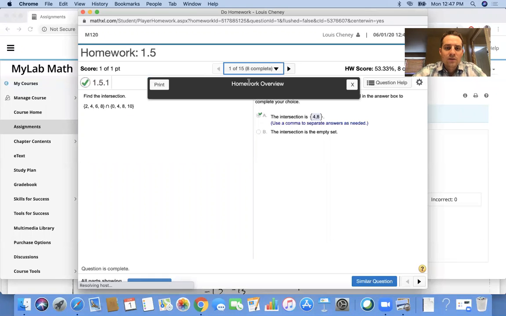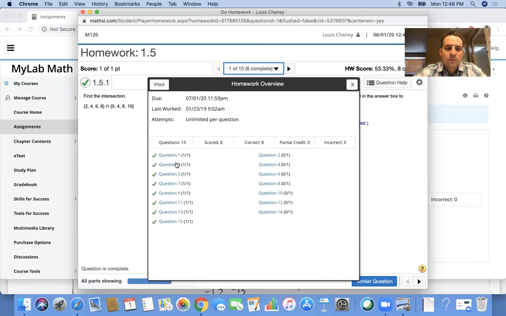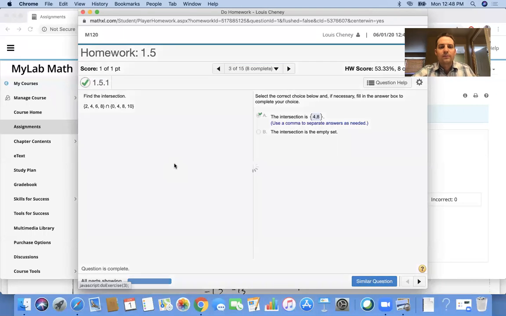So now question 3. Let's go there. Okay, find the intersection here. There are no numbers in common, so we would say the intersection is the empty set.